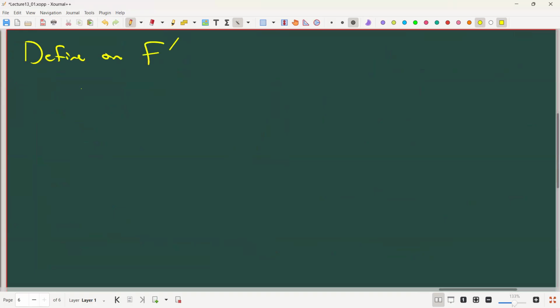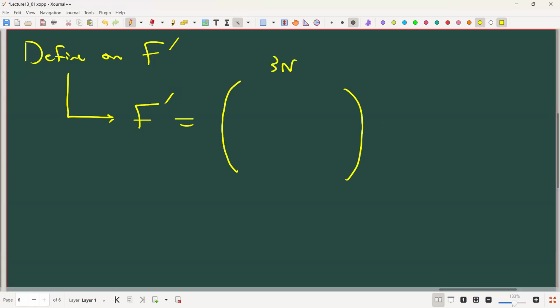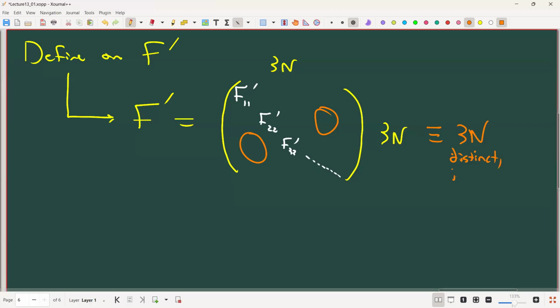Okay. So what I can say now is that I can define a new F, an F prime, which is still 3n by 3n, right? But it only has force constants along the diagonal. And you got big zeros here, right? So this is equal to 3n distinct, independent displacements.